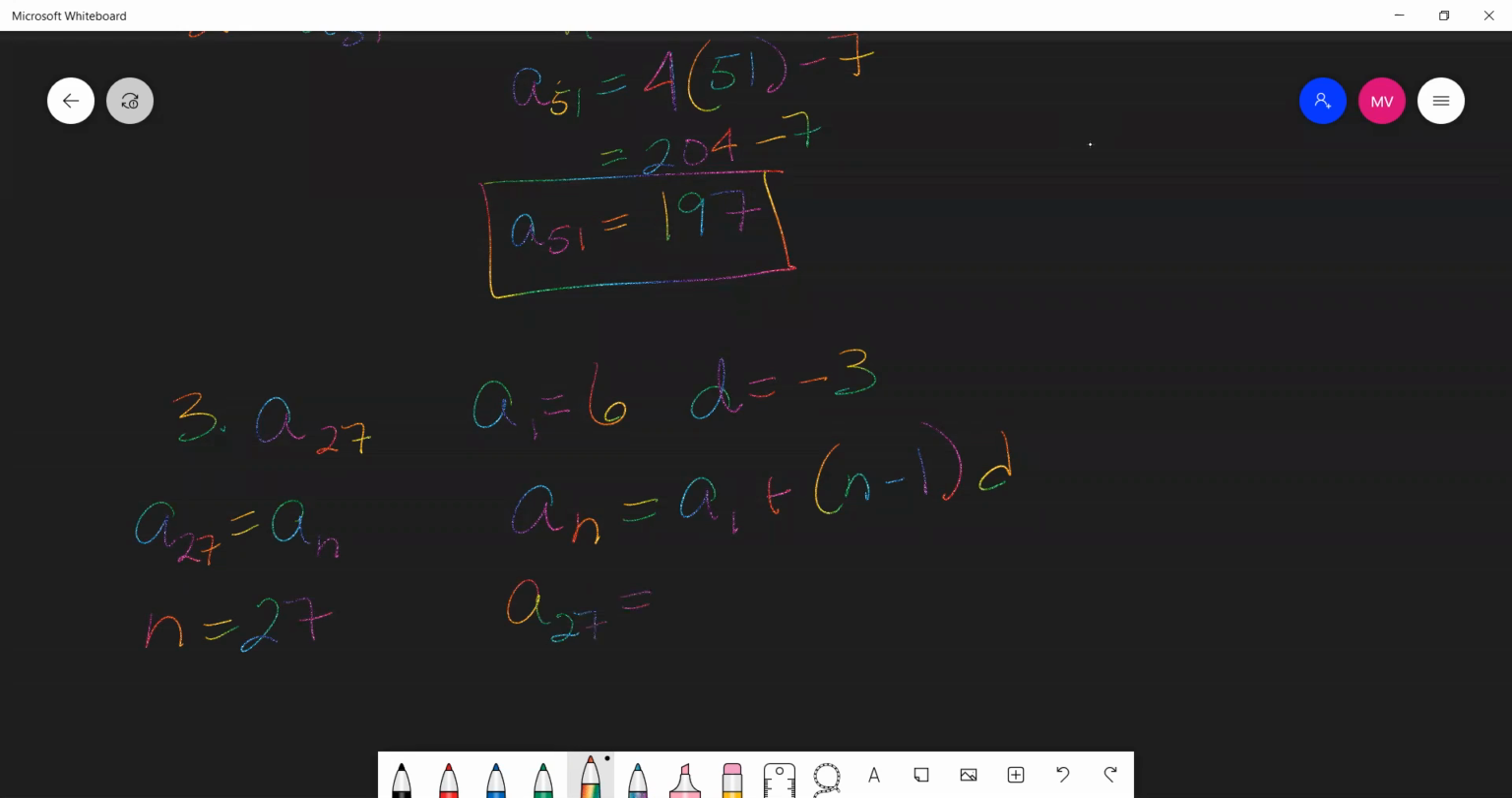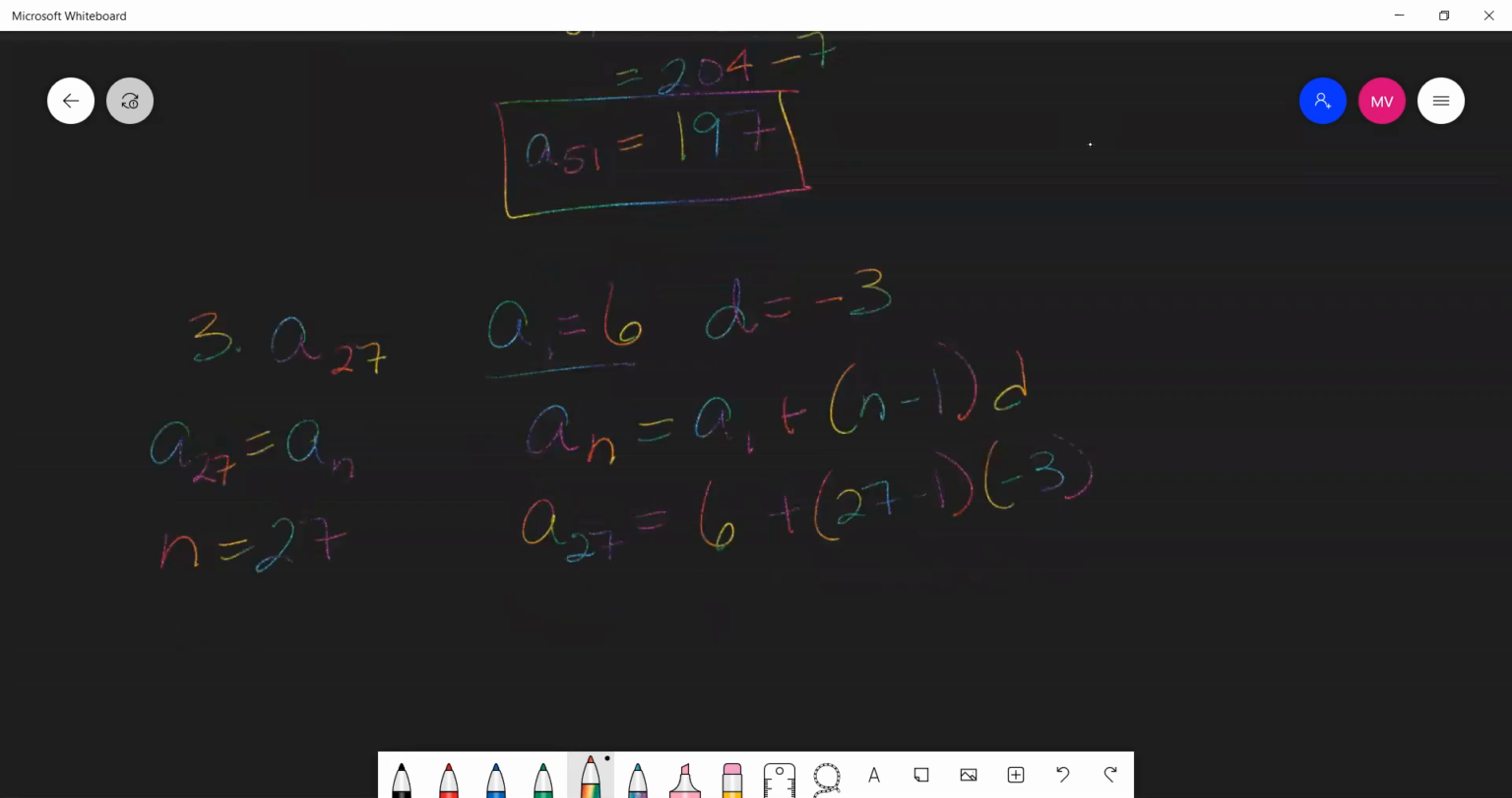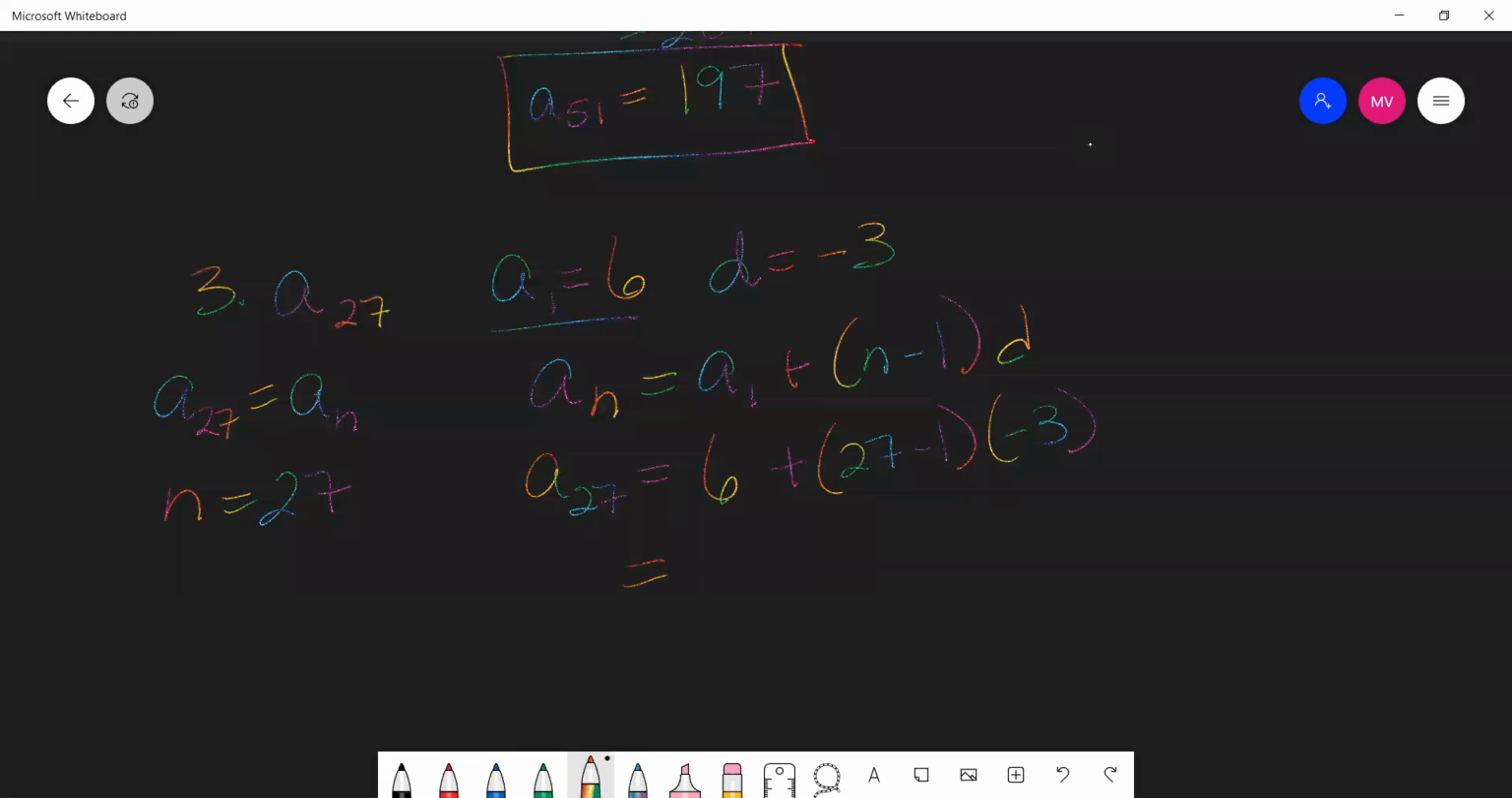So let's just do it. A27, A at position 27 equals A1, which is 6. Got that up top here. Plus N, which is 27. That's our position number. Minus 1. And then D is -3. So I'm putting it in parentheses too. So I would go ahead and solve inside my parentheses and then multiply them times each other. So 6 plus 27 minus 1, which is 26, times -3. And I find that 3 times 26 is 78, so that's -78.